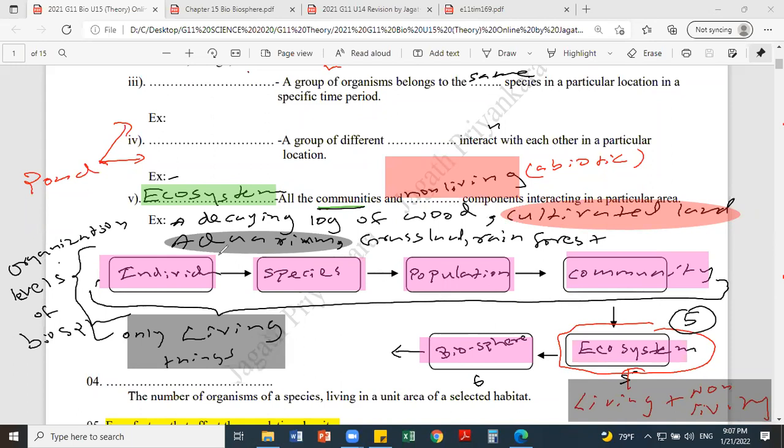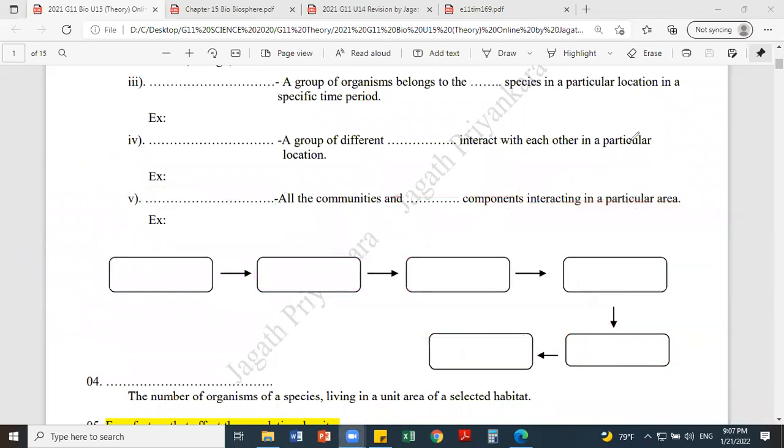Definition of species with example. Definition of population with example: who, where, when, how many. I told you, who, where, when, how many, population. Then community: definition of community with examples. Until community I told you only living. Different populations interact with each other; that is called a community. When the community interacts with the non-living things, it is called an ecosystem. If all the communities interact with non-living things, we call it an ecosystem. So after ecosystem you get biosphere, after biosphere the parent, Earth. Right. Then number 4.